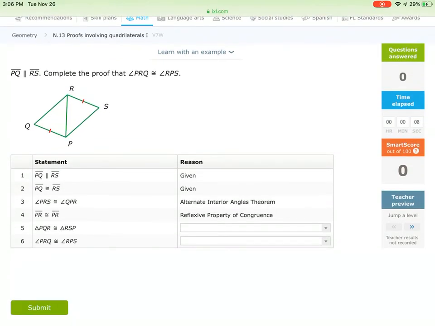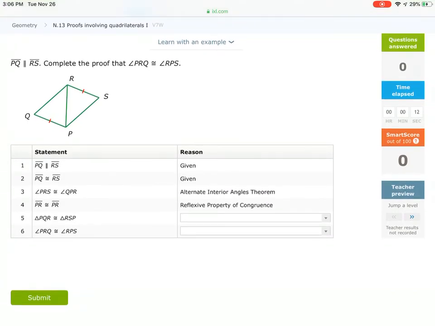Okay, so let's do N13. These are proofs, and what we're going to be able to prove here is some of the facts that we were using. So that should be fun to see why some of those facts that we were using are true. And a lot of it has to do with going back to triangles. So we'll see that. Okay, so number one here says PQ is parallel to RS.